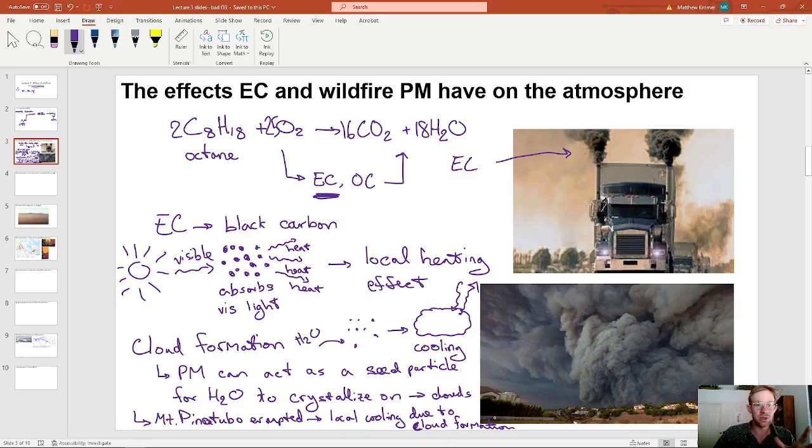So yeah, these are two contrasting effects that the particulate matter in wildfires can result in. They can result in cloud formation and local cooling, and also local heating due to the soot and elemental carbon absorbing visible light and retransmitting it as heat.